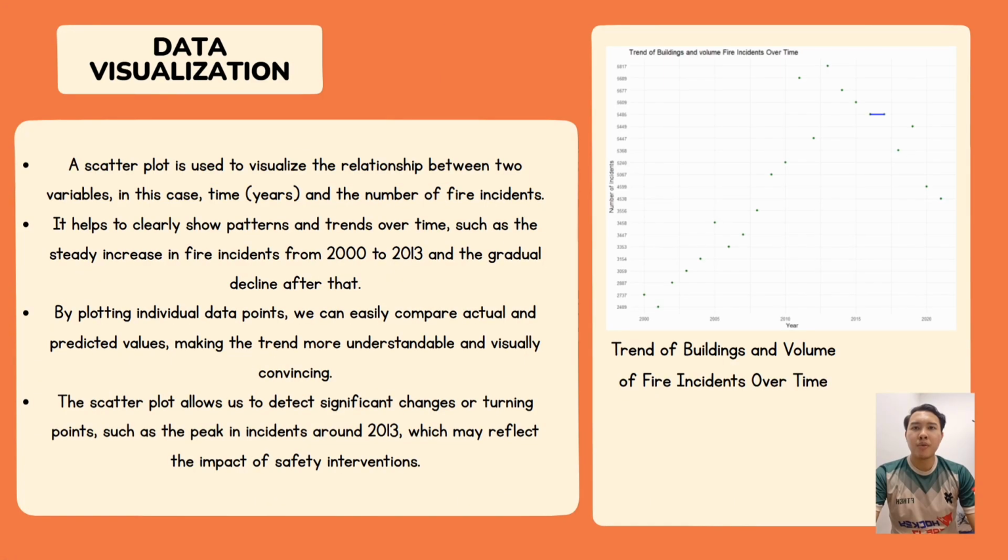I would like to share why we use a scatter plot for data visualization. A scatter plot helps us clearly see trends and patterns over time. In our case, it shows how fire incidents increased from 2002 to 2013, then started to decrease. This made it easier to understand the data and spot important changes, like when safety policy may have been introduced. Overall, scatter plots are useful to show how things change over time and help us make better decisions based on data.